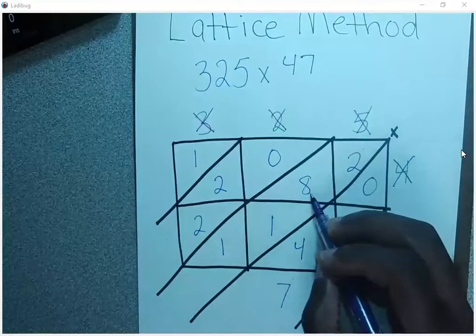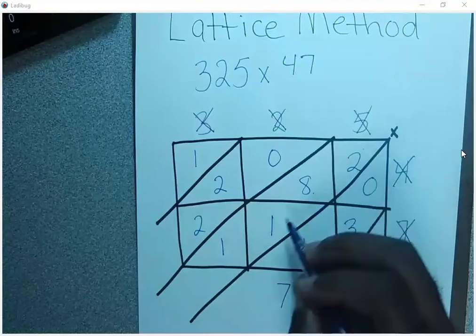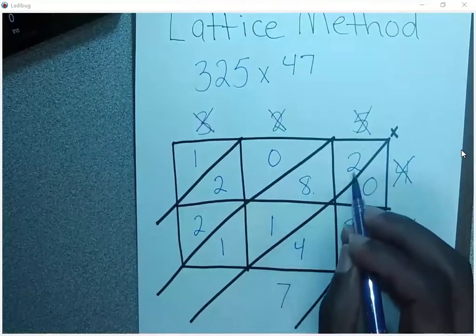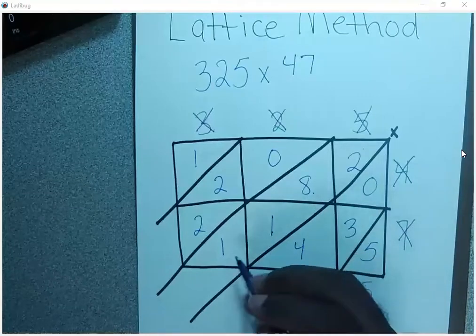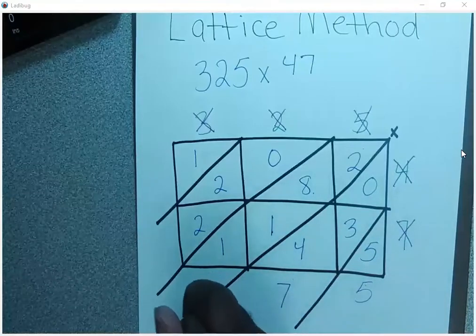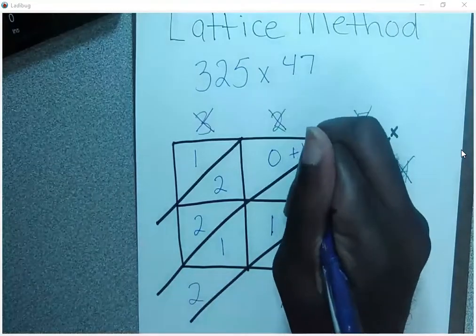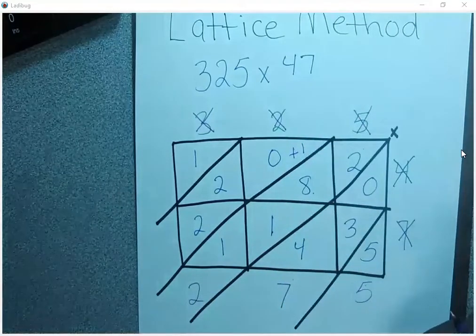2 plus 10, 2 plus 8 is 10. 2 plus 8 is 10. 10 plus 1 is 11. 11 plus 1 is 12. So I'll put my 2 here. Then I'll carry my 1 over to my next section, just like you would if you were doing standard.